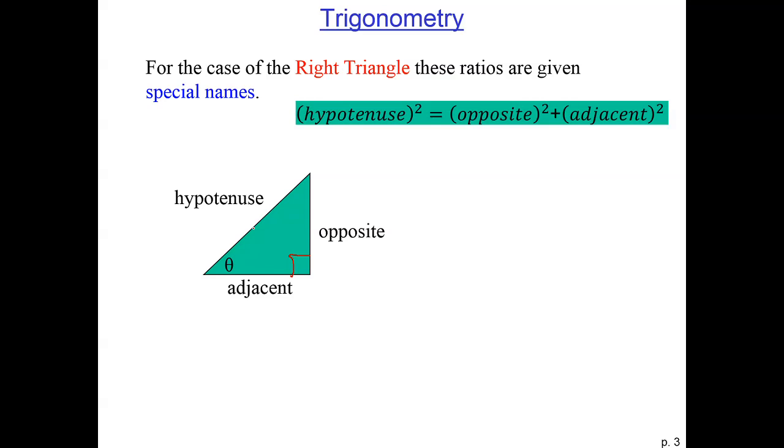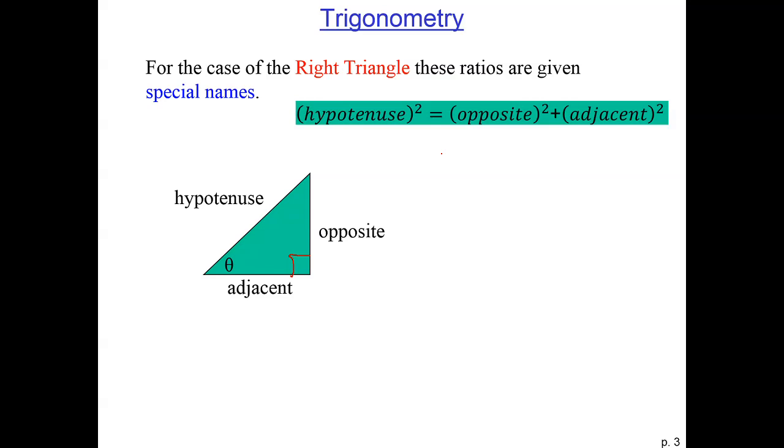The length of the hypotenuse squared is equal to the opposite squared plus the adjacent squared. So basically, the squares of the two other sides of the triangle add up to the square of the hypotenuse. So if you know two of the lengths, then you can always find the third length using this relationship, which is called the Pythagorean theorem.